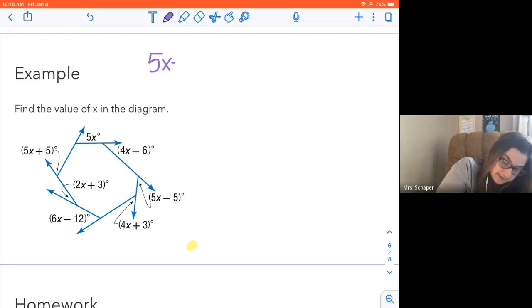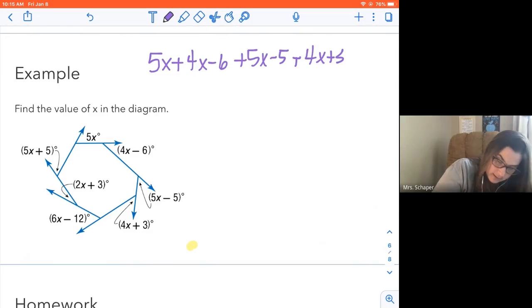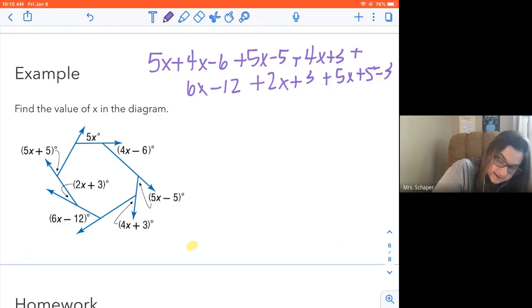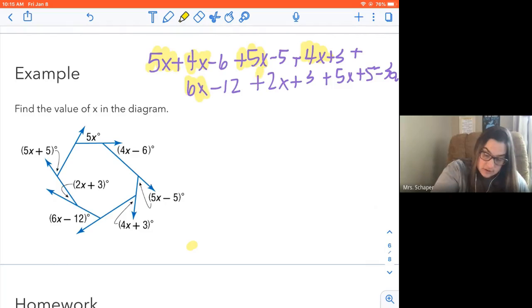So 5x plus 4x minus 6 plus 5x minus 5 plus 4x plus 3 plus, I'm running out of room, 6x minus 12 plus 2x plus 3 plus 5x plus 5 all equals 360. So I'm going to add this up. 5x, 9x, 14x, 18x, 24x, 26x, 31x. So if I added that right, it should be 31x.